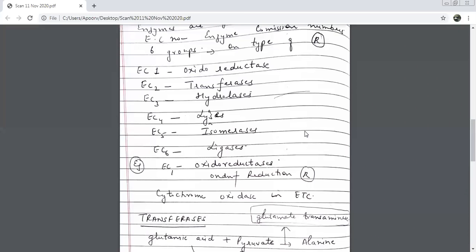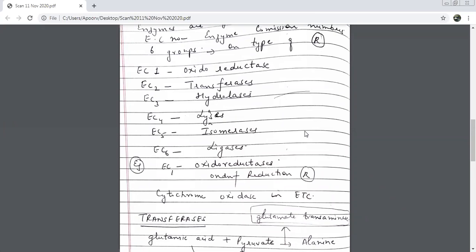When I say oxidoreductase, what do you think is going to be the function of the enzyme? Oxidation and reduction occurring simultaneously. Any enzyme which performs the function of oxidation and reduction, we put it in which commission number? EC1.